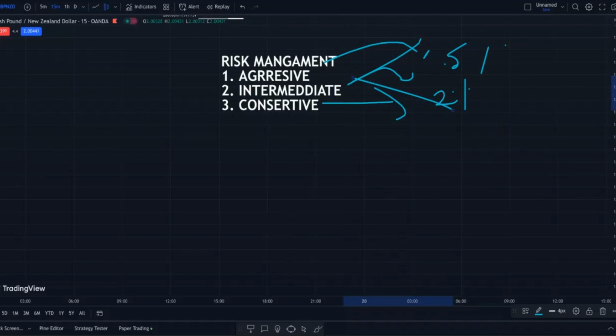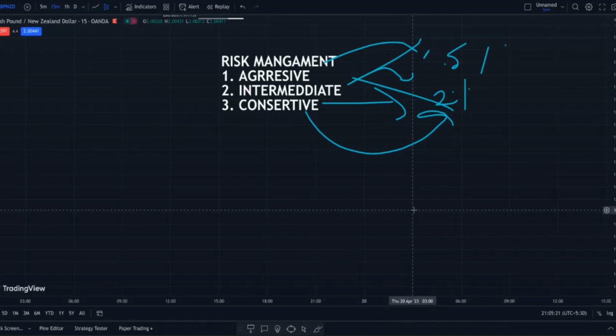I would prefer you to be a conservative trader, who trades less but earns more, so you have big ratios. This is about risk management. Identify whether your setup is aggressive, intermediate, or conservative, and then according to that, specify your risk management and your trades.